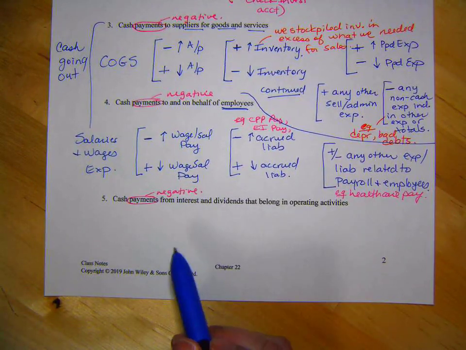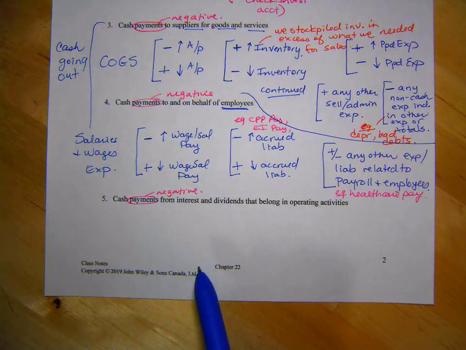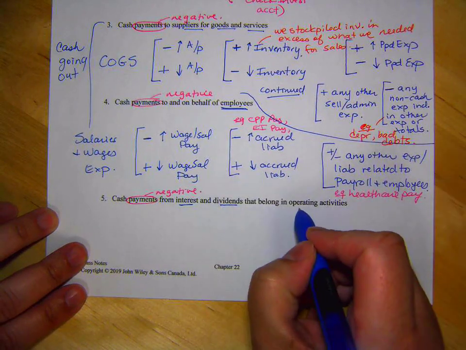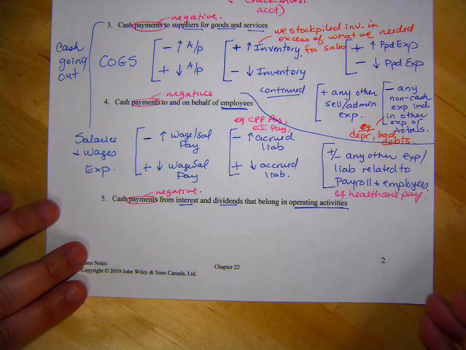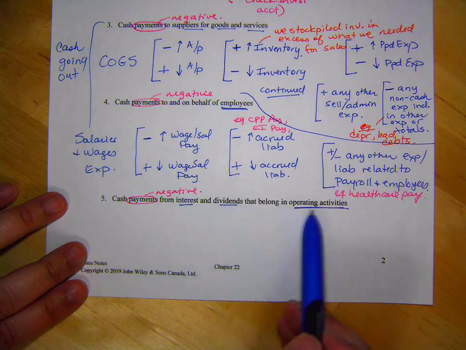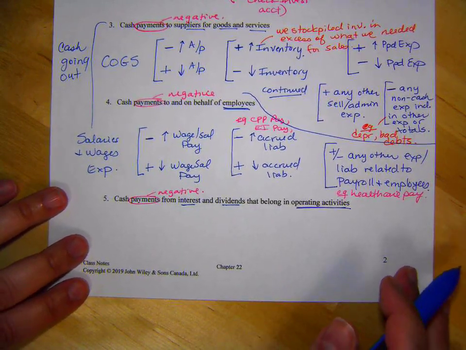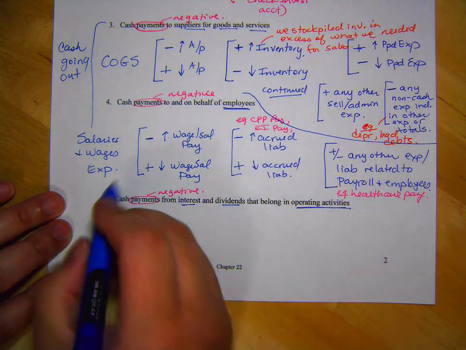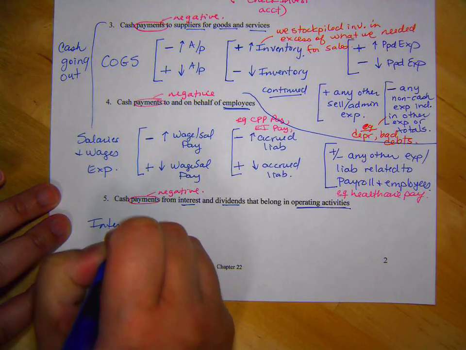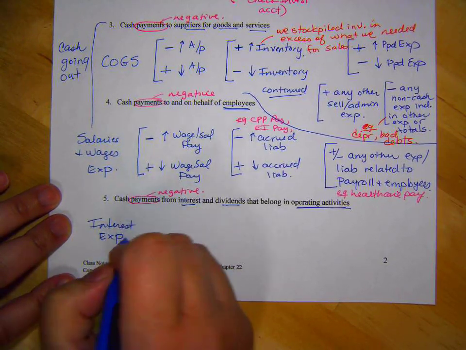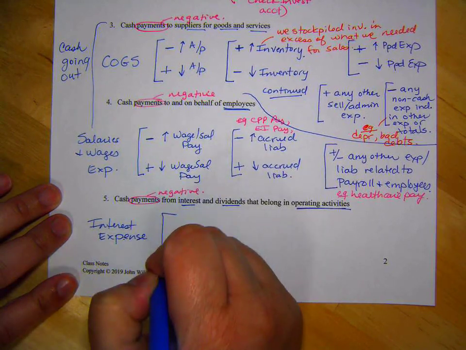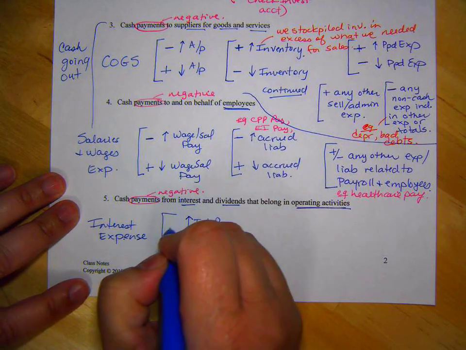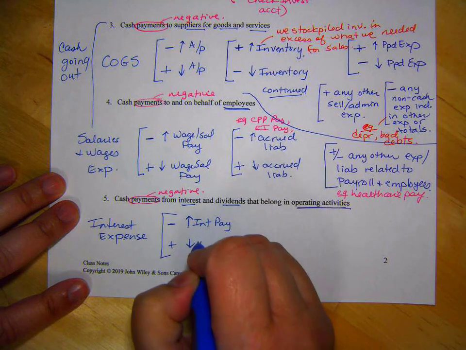Okay, number 5 is cash payments of interest and dividends that belong in operating activities. So if you remember from 315, sometimes the interest and dividends go into financing. It depends on what you do. But here we're interested in the operating activities. So we're going to start with interest expense. And then if interest payable goes up, we're going to subtract it. If it goes down, we're going to add it.